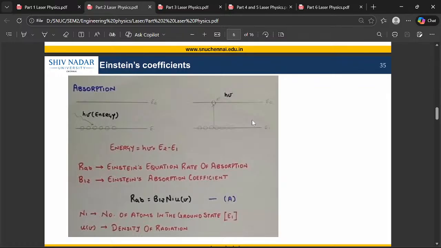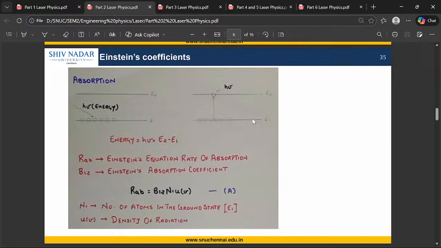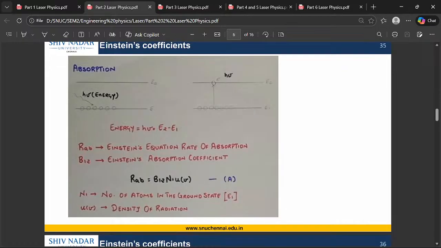RAB, the rate of absorption, is Einstein's equation of the rate of absorption, which is given here. B12 is the absorption coefficient from E1 to E2, where the absorption of energy happens. The equation says RAB is equal to that absorption coefficient times N1. That N1 is the number of electrons, not atoms as written here, in the ground state E1, times the density of radiation.